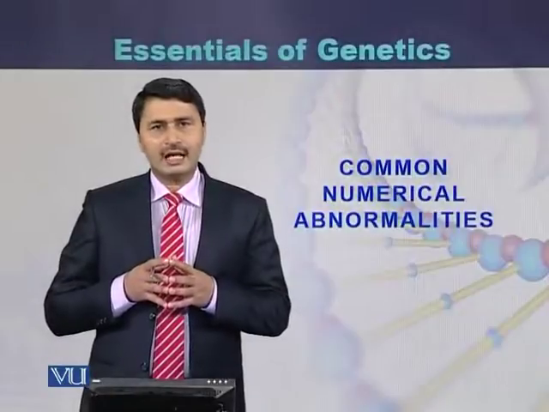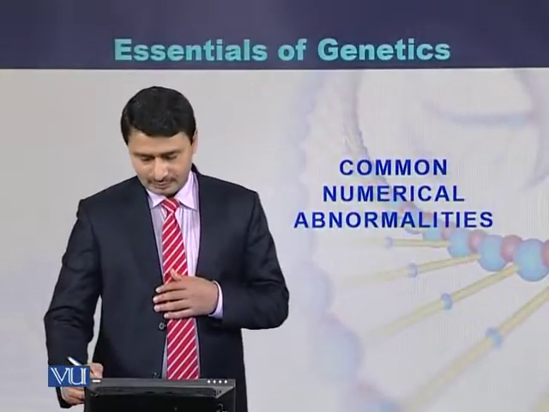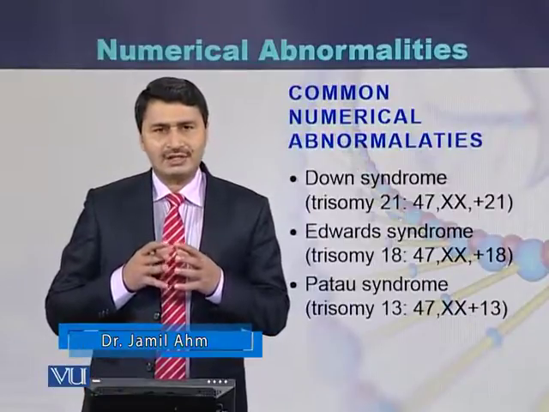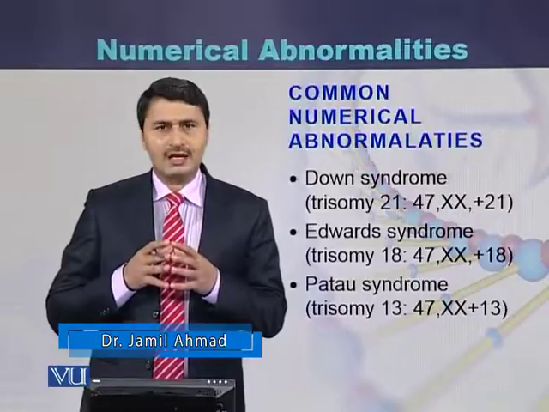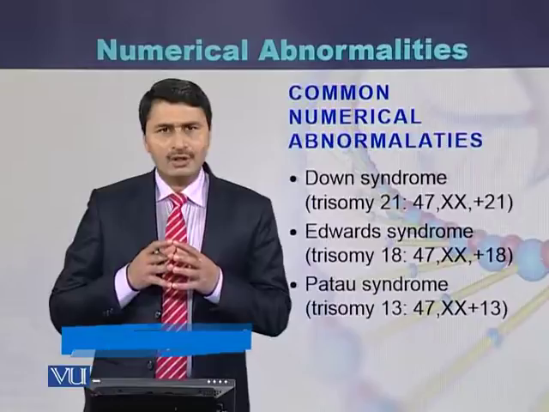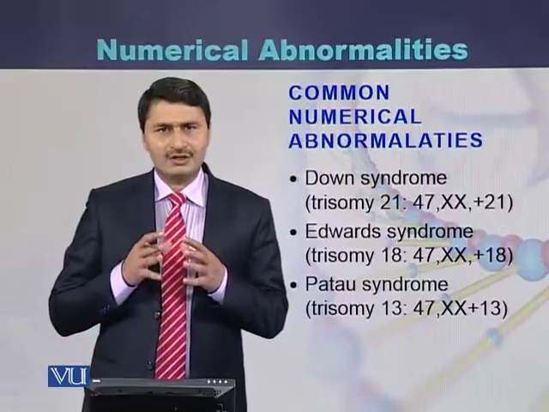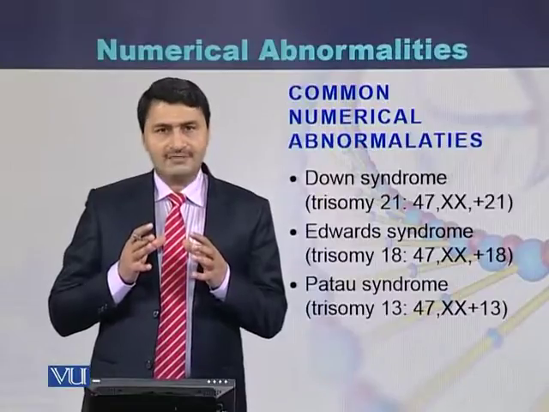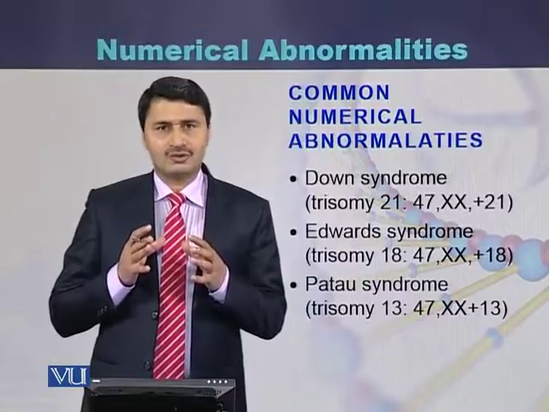Common numerical abnormalities. Common numerical abnormalities can be due to the autosomes and they can also be due to the sex chromosomes. Common abnormalities which are due to the autosomes are Down syndrome, Edwards syndrome and Patau syndrome.